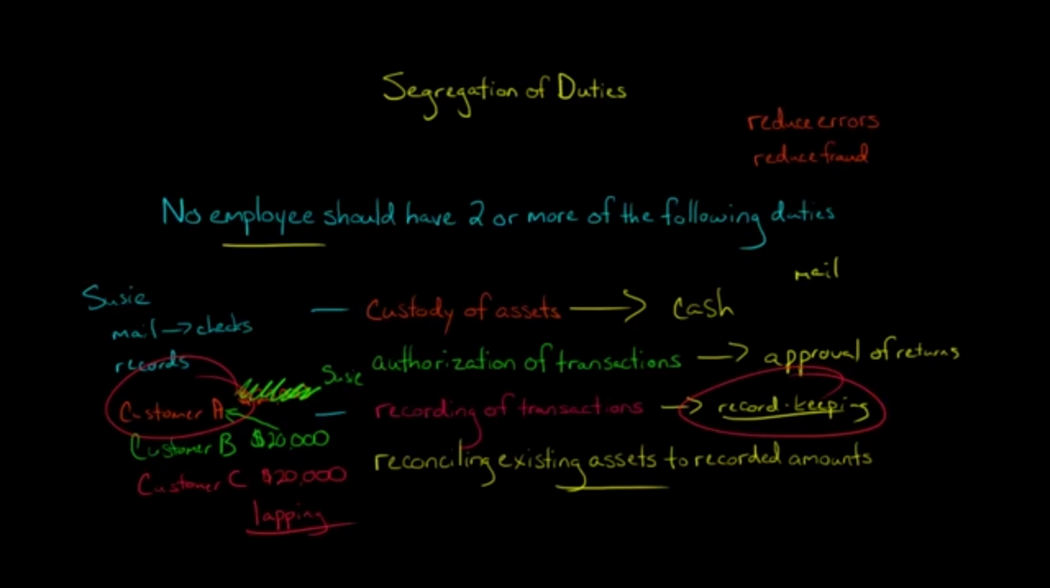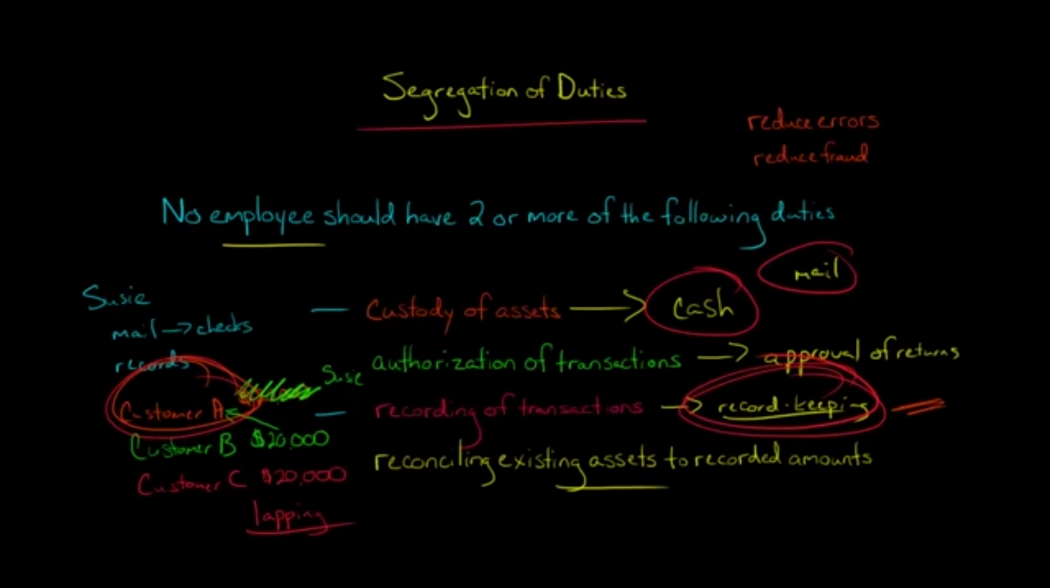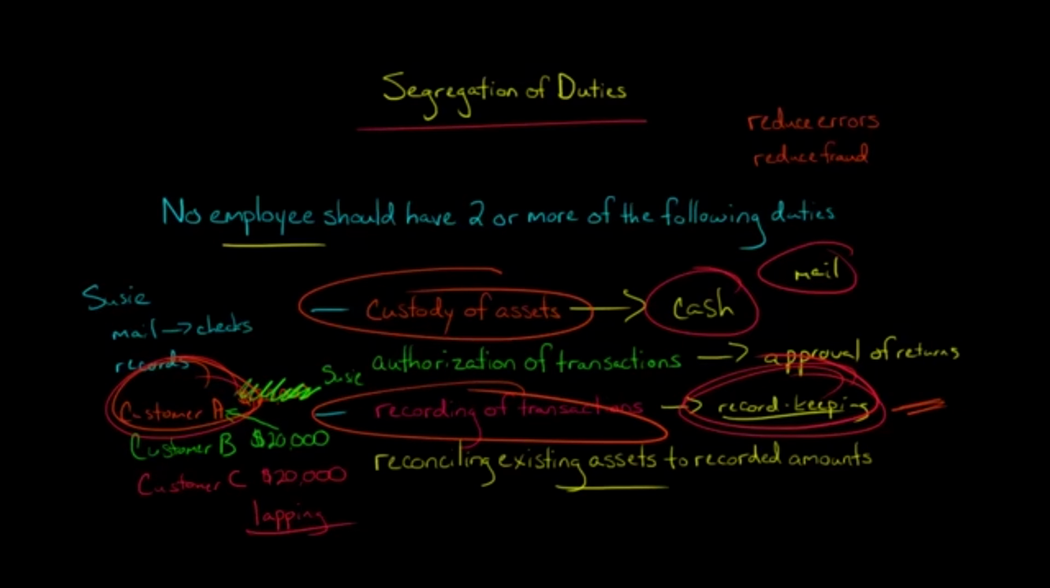Now, if we have segregation of duties where Susie opens the mail and receives the cash and checks, but somebody else is in charge of the record keeping. Somebody else is the one who actually goes and records that, okay, this customer A, they paid their $20,000 and so forth. If these duties have been separated, then Susie will not be able to perpetuate this scheme.